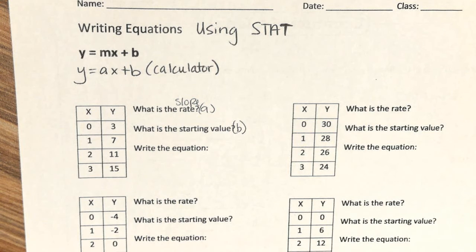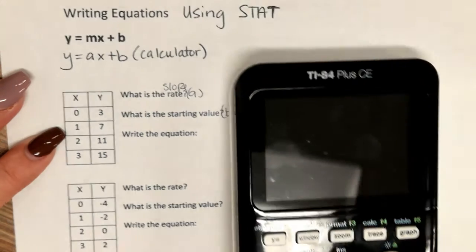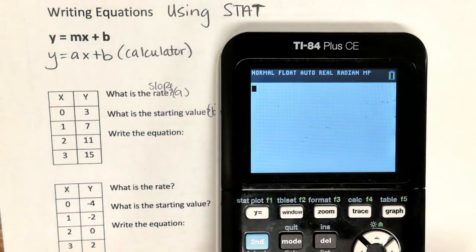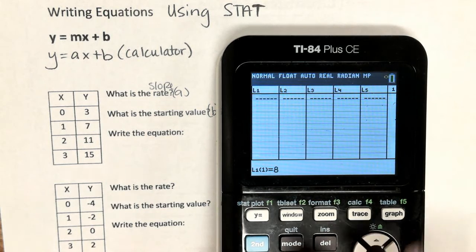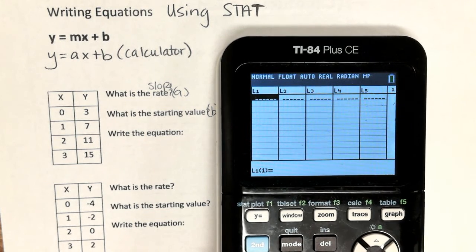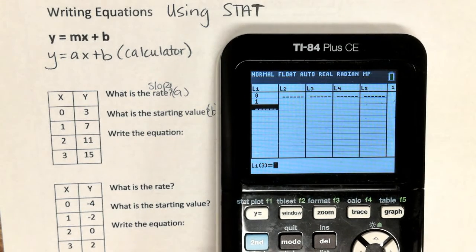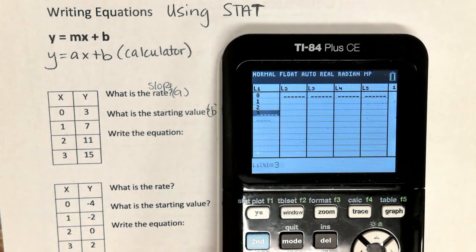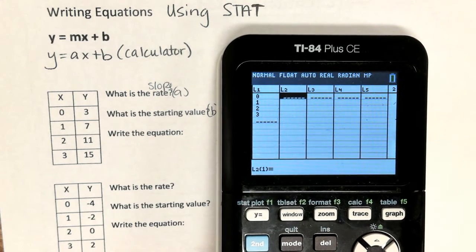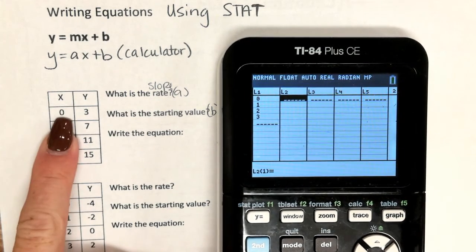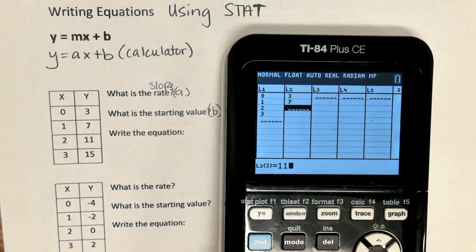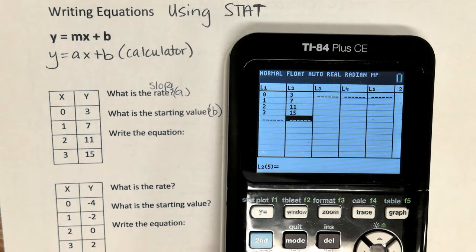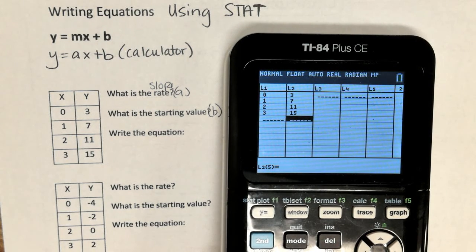Do I need to do one with y'all? If you don't want me to do it, just don't listen. Okay, I'm going to do number 1 with you. I'm going to go to Stat, Edit. I'm going to delete what's there. I'm going to type in 0, enter, 1, enter, 2, enter, and 3, enter. And then over here, I have to match them though. I typed in 0 first, so 3 has to go with that. So 3, 7, 11, 15. Make sure you have it all typed in.